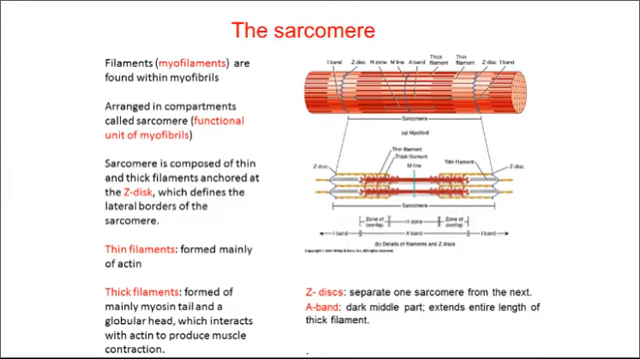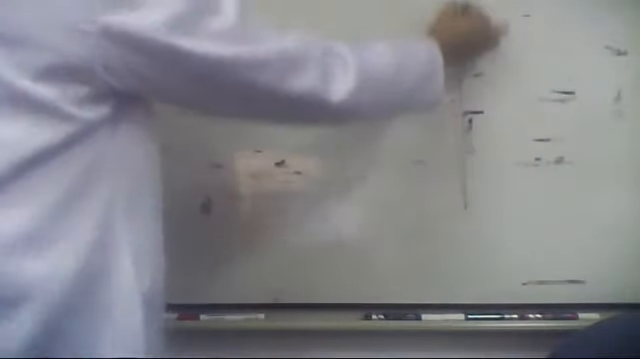Going to the sarcomere. The sarcomere is the structural and functional unit of the myofibril. So the myofibril is formed of the sarcomeres. The sarcomere is the part of the myofibril that is present between two Z lines. So that's one Z line and the other Z line.